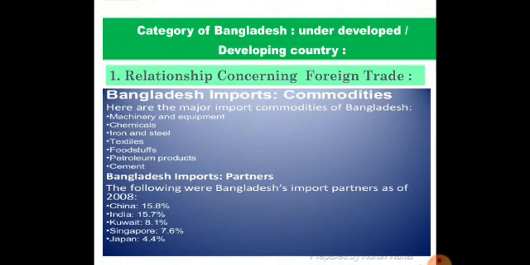Main import commodities of Bangladesh are machinery and equipment, chemicals, iron and steel, textile, foodstuffs, petroleum products, cement, etc. And main import partners of Bangladesh are China, India, Kuwait, Singapore, and Japan.